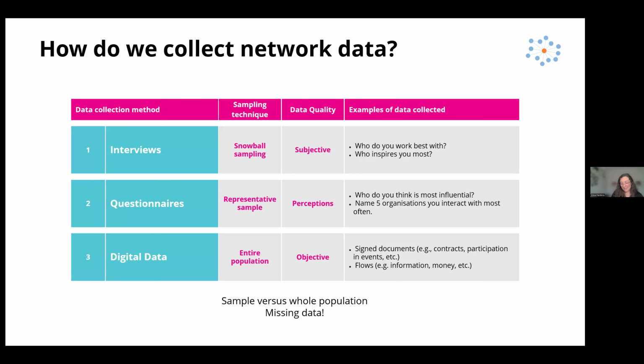How do we collect data? There are 3 typical ways: interviews, questionnaires, or digital data. The sampling technique is different. So for example, for interviews, you typically get snowball sampling. You start from, let's say, the most important key players you think are in a particular ecosystem. You go and ask them different things about what you want to ask them.